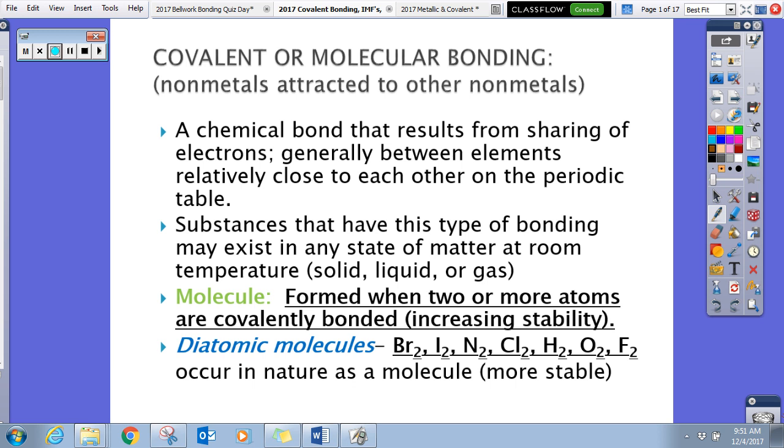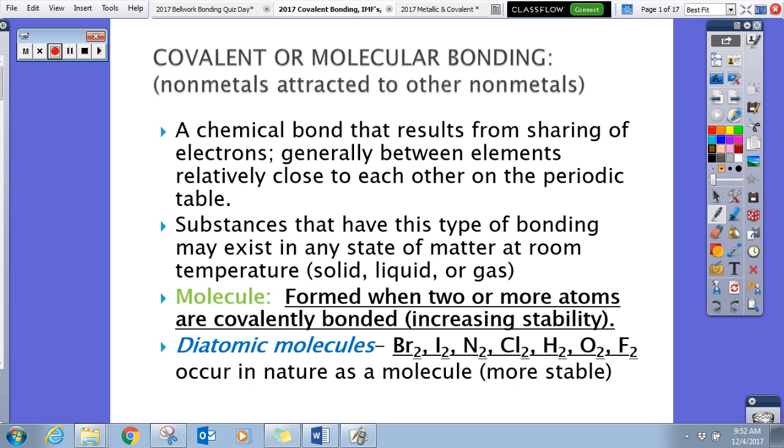So some of the things in these notes are going to be review, especially this very first slide. We already know from formula writing that covalent compounds have nonmetals in them, nonmetals attracted to other nonmetals. We know that they're sharing electrons in a covalent bond.